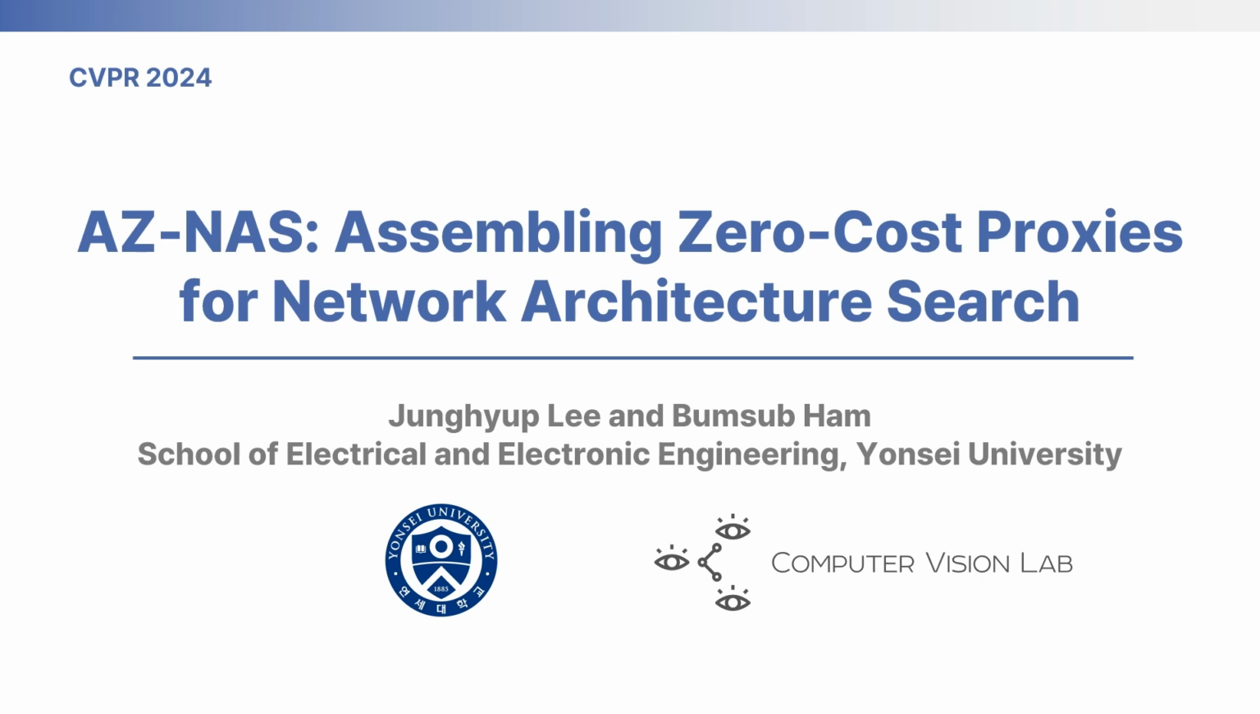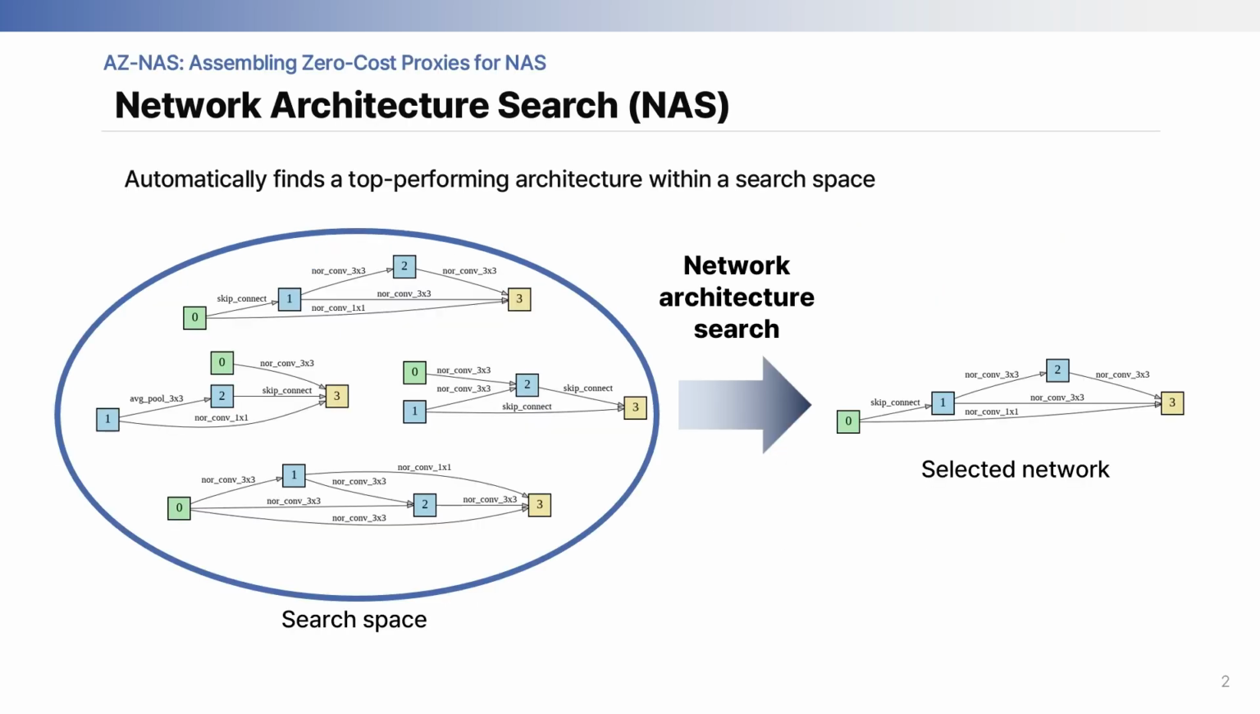In this video, we will introduce our work, AZ-NAS, Assembling Zero-Cost Proxies for Network Architecture Search. Network Architecture Search, dubbed NAS, aims to find a top-performing architecture under a specific hardware constraint, such as flops or memory budgets. We can design various search spaces based upon the purpose, which may include architectures with different operations, topologies, widths, or depths.